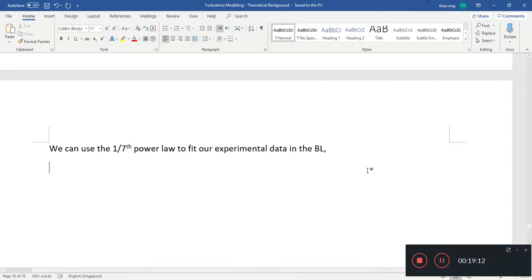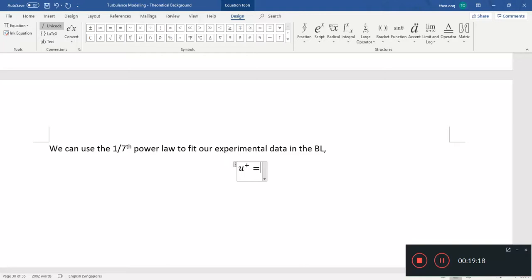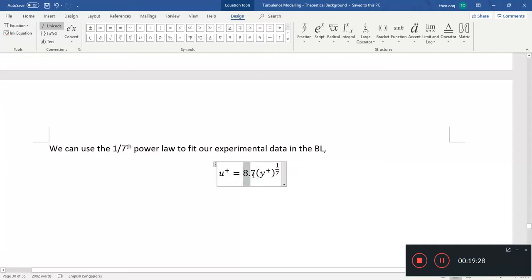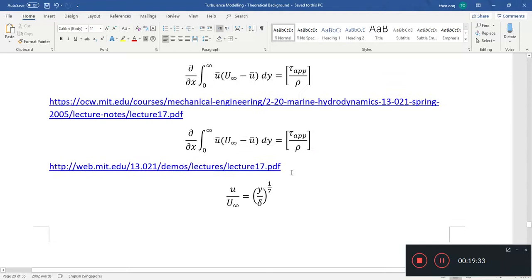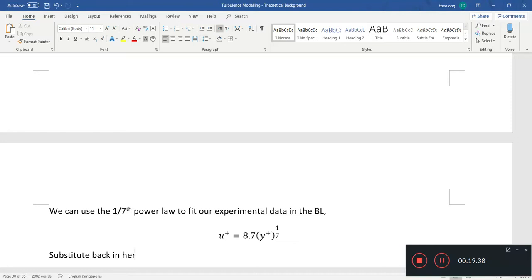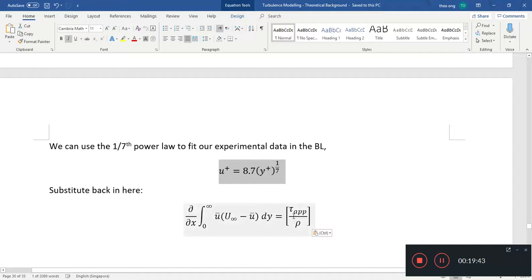But that will result in u plus equals 8.7 y plus to the power 1 over 7. So this parameter fits the data best, this number 8.7. And if we were to substitute back in here, why am I substituting this? I'm substituting just the velocity profile based on experimental data. It doesn't have to be based on first principles. As long as it fits the experimental data, it's fine.